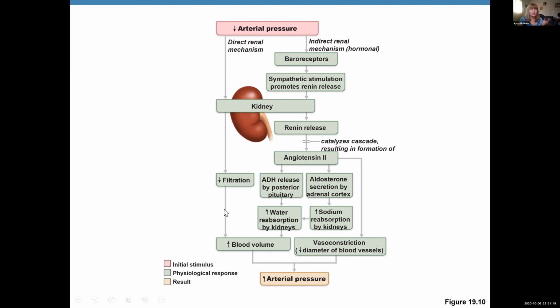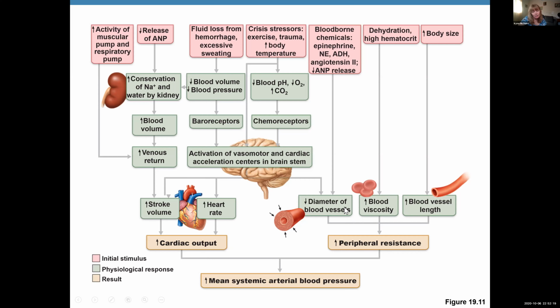We just decrease the filtration, right? We just decrease the amount of urine produced, increase blood volume, right? Or this is our indirect mechanism, when we have a renin release, and renin catalyzes a cascade that forms angiotensin 2, and angiotensin 2 either constricts the blood vessels, right, or causes aldosterone and ADH release, and this all increases your arterial blood pressure.